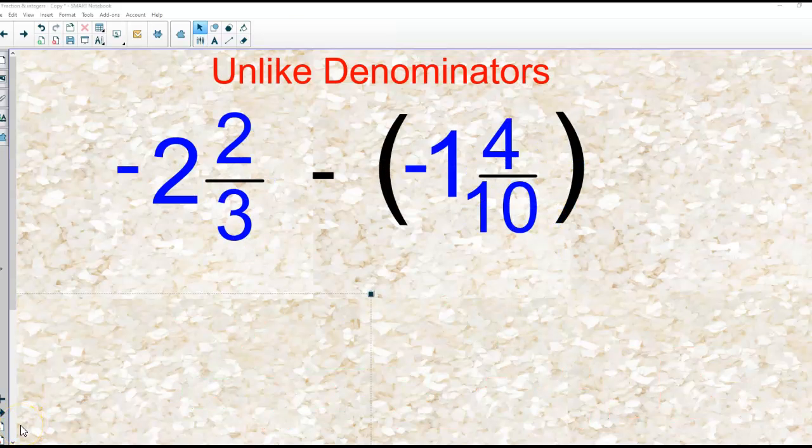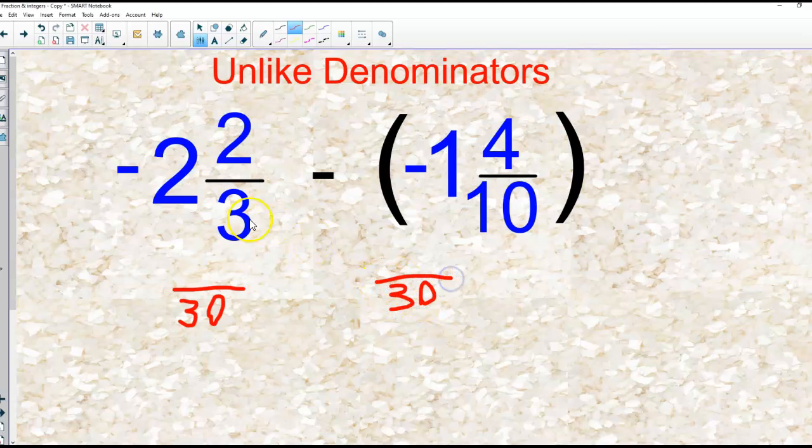Okay, so we've got one last problem to look at, and this one also has unlike denominators. Our problem is negative 2 2/3 minus a negative 1 4/10. So we do not have the same denominator. So that is still our first step, is to find a common denominator. So for 3 and 10, I'd say our common denominator can be 30. So let's make both of these fractions out of 30 now.